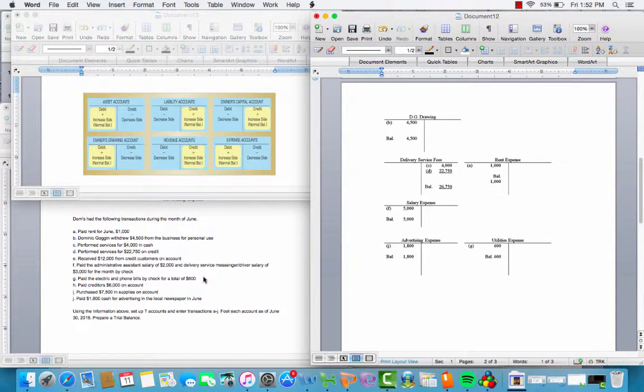Letter G, we paid the electric and phone bills by check for a total of $600. Now again, this is an expense. We call this a utility expense. All right, the expense went up by $600, so that's a plus. All right, that's on the debit side, the left-hand side. We can see that there.